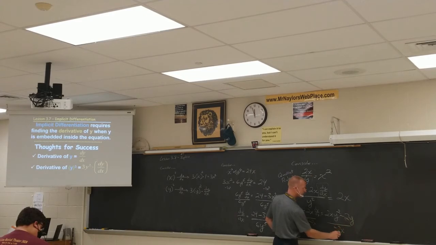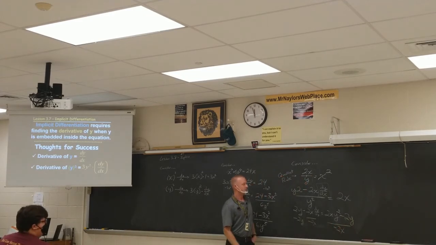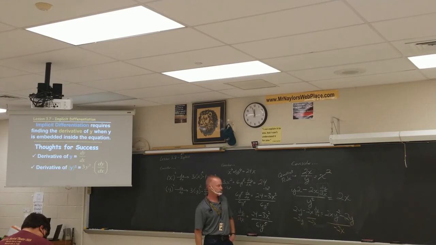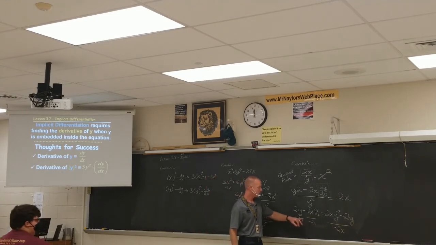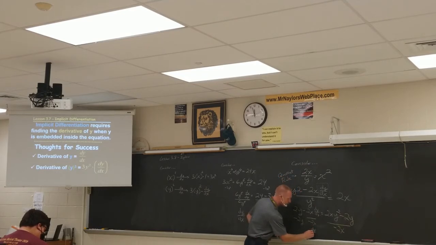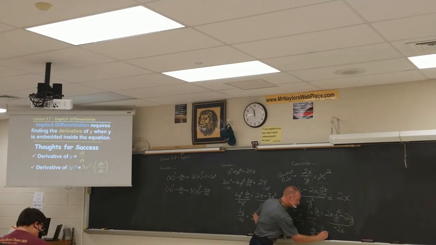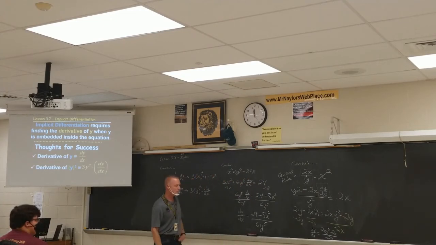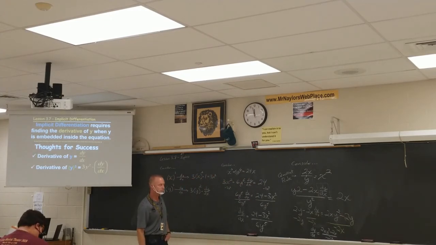These are the way these answers can look. They can be a mixture of x's and y's. So I subtract 2y, I divide by negative 2x, and we get dy dx equaling 2xy squared minus 2y all over negative 2x.